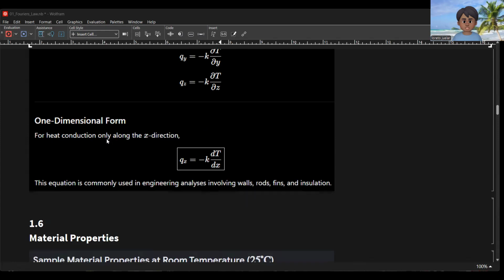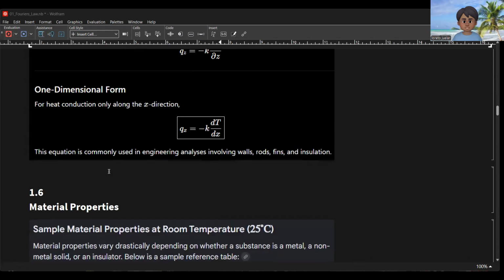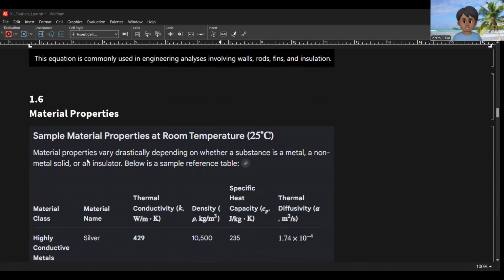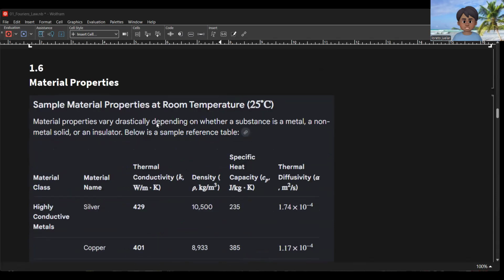For the one-dimensional form of heat conduction, only along the x direction, q sub x equals negative k, the derivative of the absolute temperature with respect to x. This equation is commonly used in engineering analysis involving walls, rods, pins, and insulation. Then we have the material properties, sample material properties at room temperature, 25 degrees Celsius. Material properties vary drastically depending on whether a substance is a metal, non-metal solid, or an insulator. Below is a sample reference table.